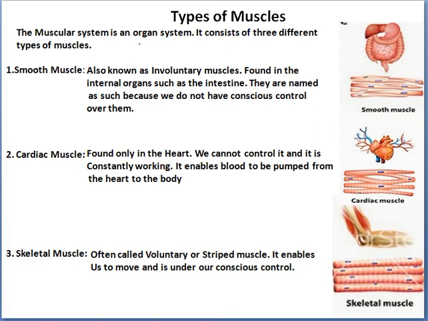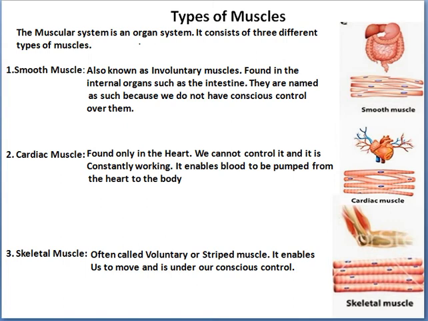The third muscle is the skeletal muscle. It is often called voluntary or striped muscle. Voluntary or striped means under the control of the will and is generally attached to the skeleton. It enables us to move, for example, play, walk, etc. These muscles are attached to the bone with the help of a thick strand of tissue called a tendon.